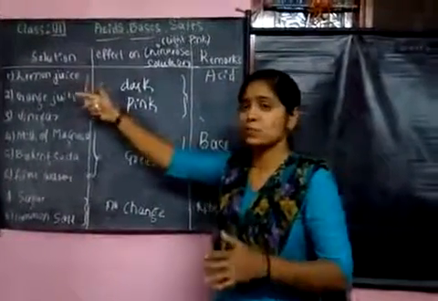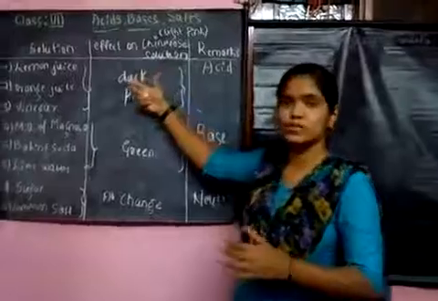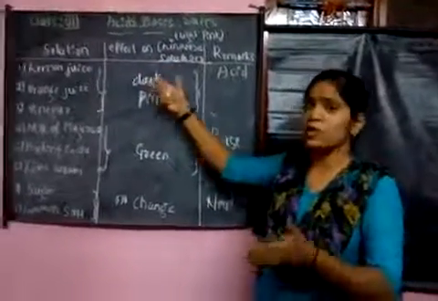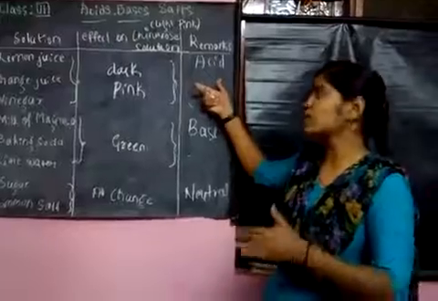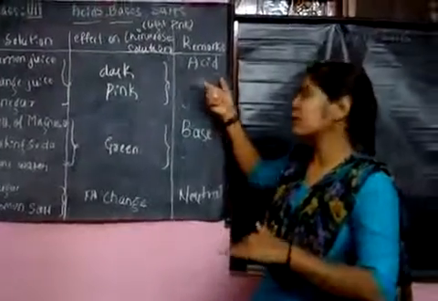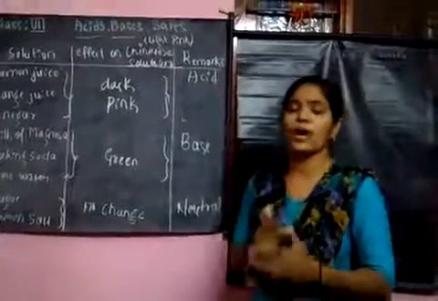The first one is lemon juice. The initial color of the lemon juice is a colorless solution. When we add the indicator, the color after adding the indicator will be a dark pink color. Okay, you have to write like this.